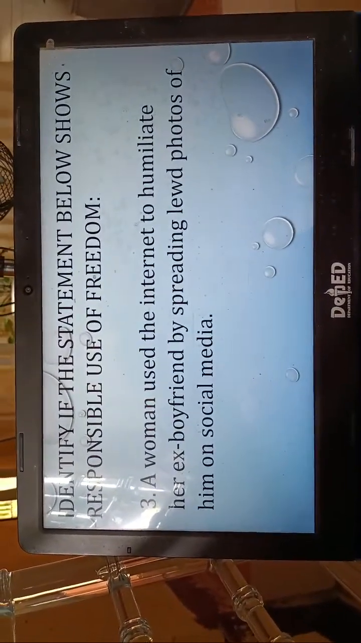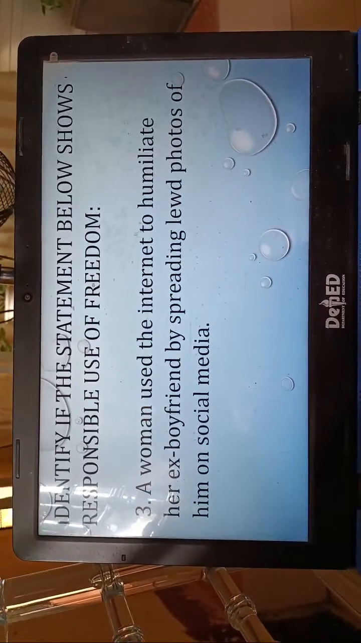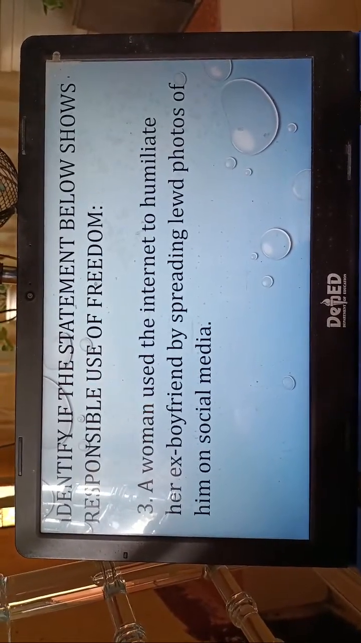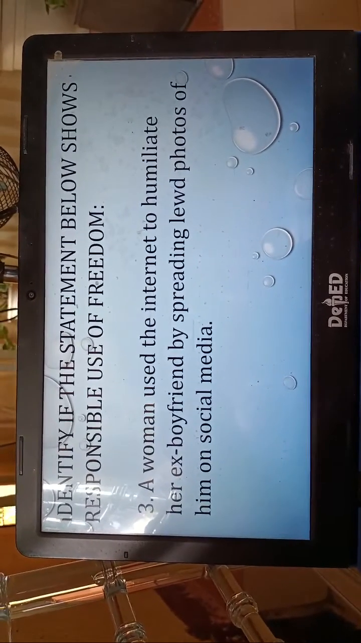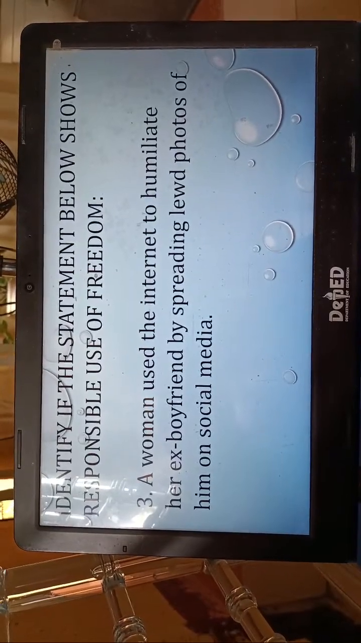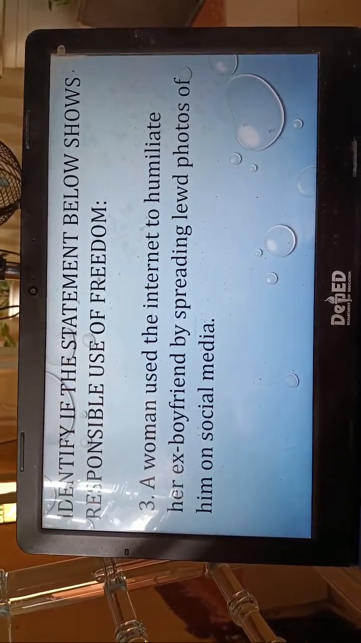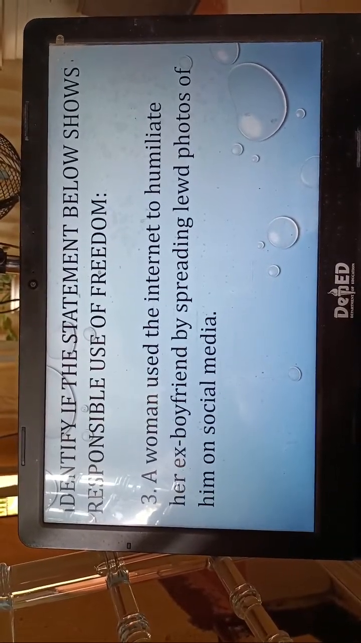Okay, for number 3, same answers you will be giving me. Yes it is or no it isn't. A woman used the internet to humiliate her ex-boyfriend by spreading lewd photos of him on social media. So when we say humiliate, di pa kaulawan niya. Lewd photos, alam nyo na yan.